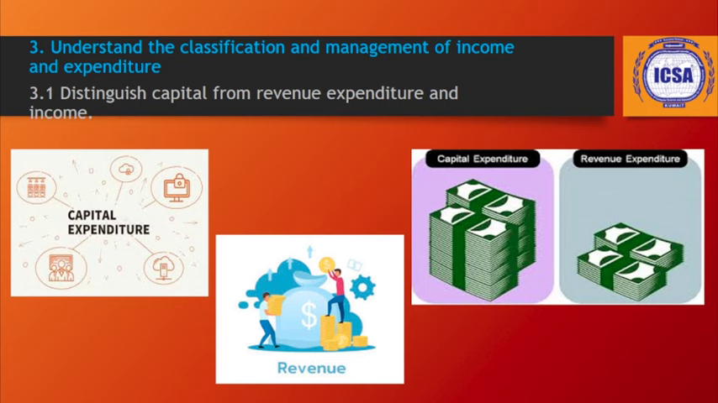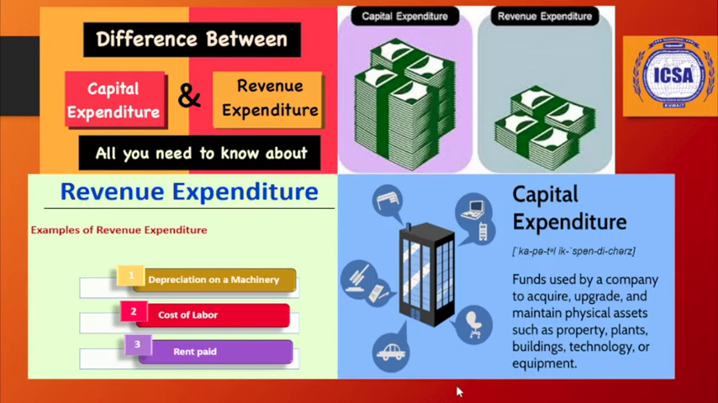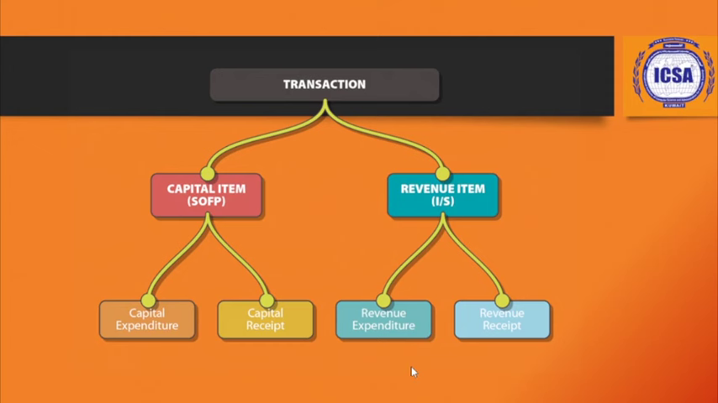And here we see a quick recap of capital and revenue assets, capital and revenue incomes and expenditures. Capital expenditure: all big expenses which are long lasting, their benefit is for the long term. And all minor expenses where the benefit remains for the short term, that is revenue expense. So here are some more examples. Depreciation on machinery, cost of labor, rent paid, all these are revenue expenditures. And funds which are paid by the company to acquire, upgrade, and maintain physical assets such as property, plant, buildings, technology, those are capital expenditures.